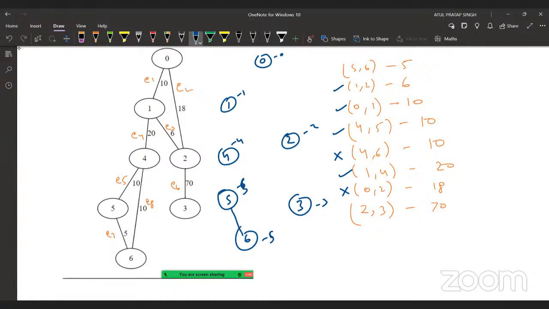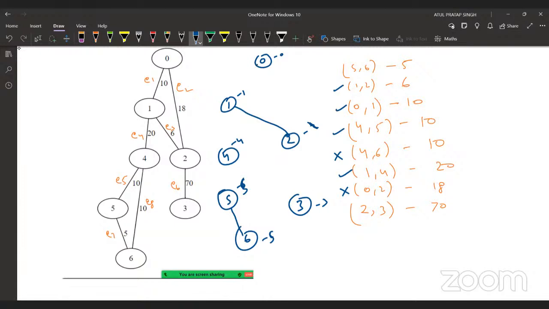So 1 to 2. Initially the components are different, 1 and 2, so we can add the edge. After adding the edge, we change the component of the larger one to the smaller value. Okay, so next 0 to 1.